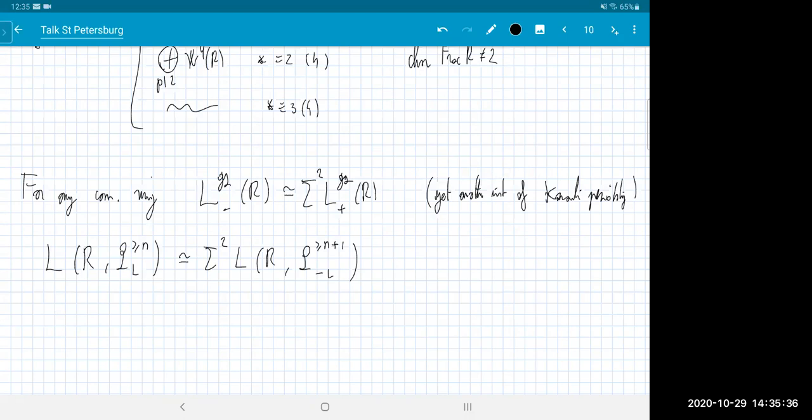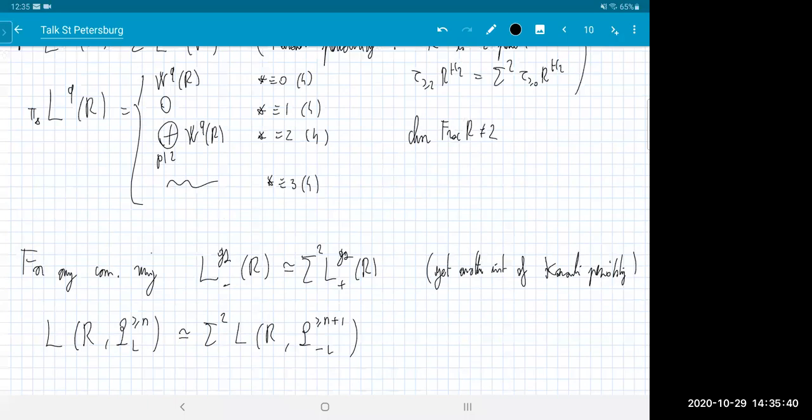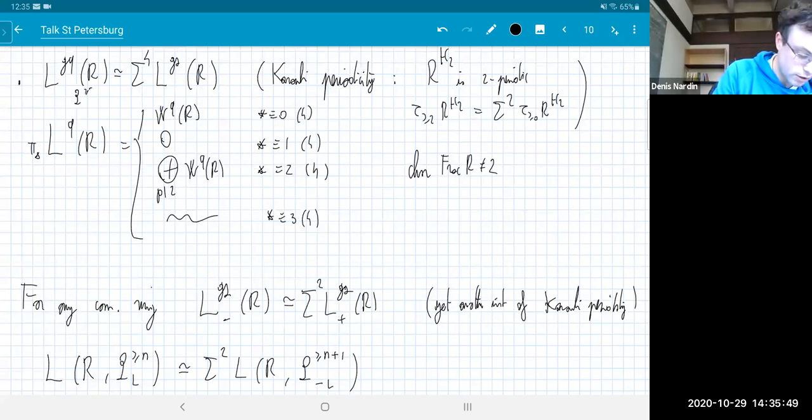Can you move a little bit up? I mean, where you said before that you have Karoubi periodicity. Yeah. Because this corresponds to kappa greater or equal than 2, and this is kappa greater or equal than 0. So you apply this Karoubi periodicity twice. Yeah, okay.